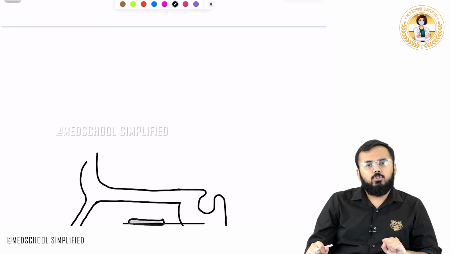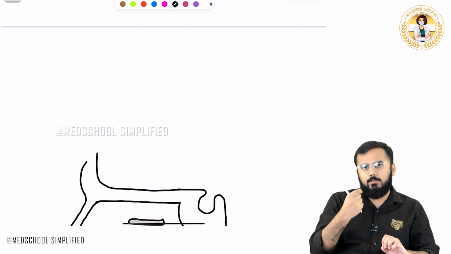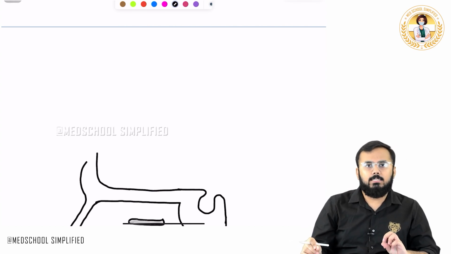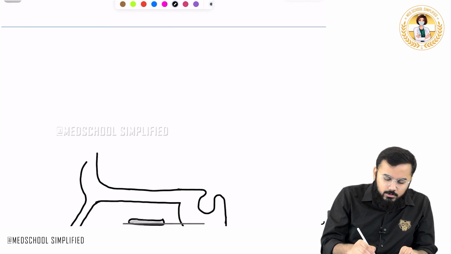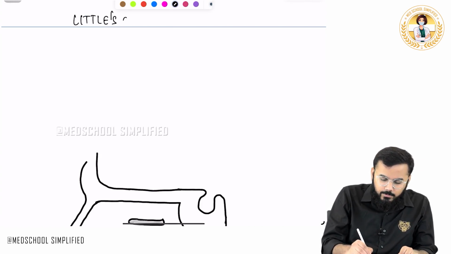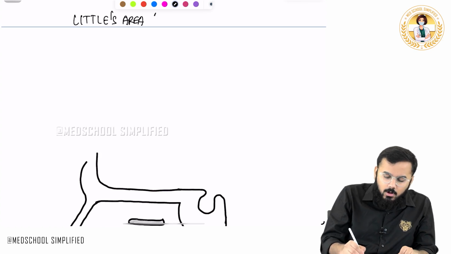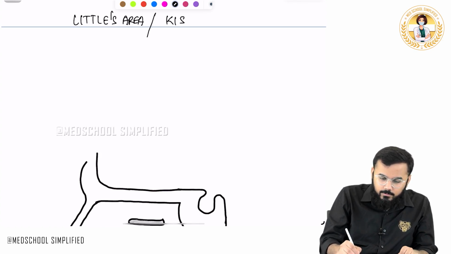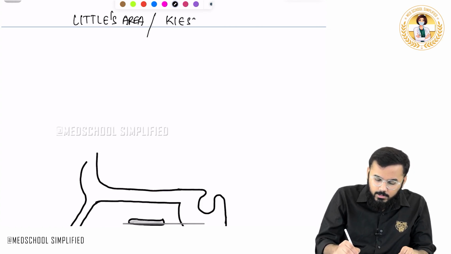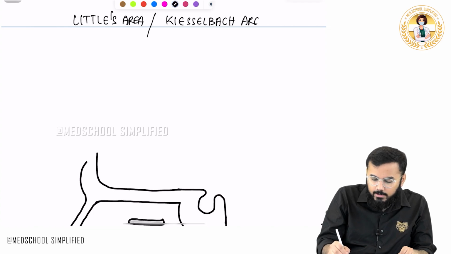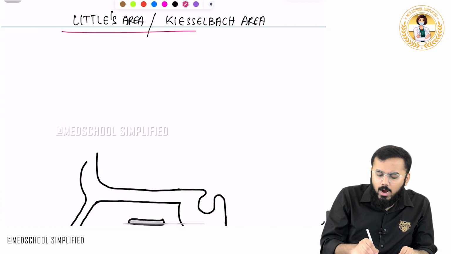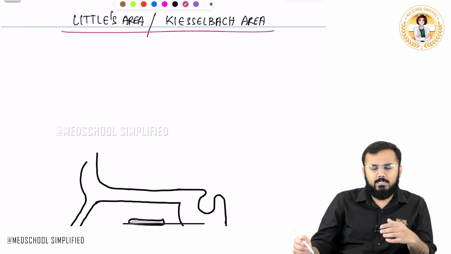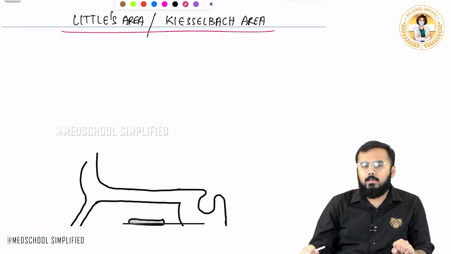Hello guys, so now we shall be discussing the area which is present in the anterior part of the nose. This is called Little's area or Kiesselbach plexus. Okay, or you can also call it Kiesselbach area. Actually, there are a few arteries that join together and form a plexus. That is why you call it a Kiesselbach plexus.